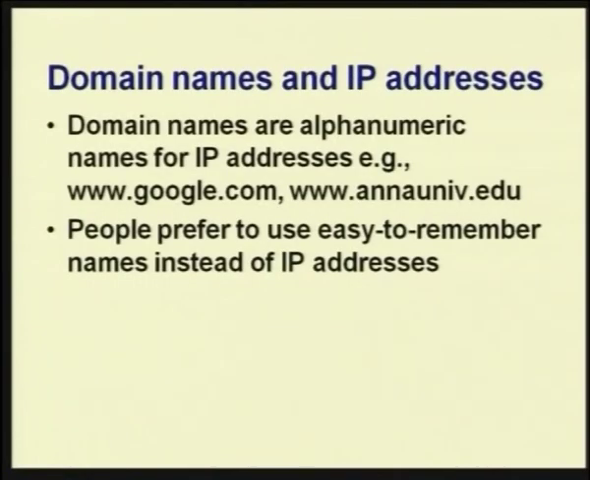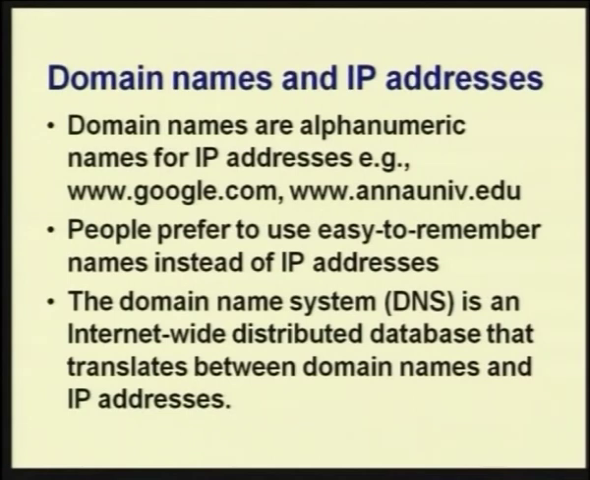So now typically, if I want to specify a particular node, I will have to specify its IP address. But for us it is difficult to remember IP addresses. So we use names which have alphabetical characters, which are easier for us to remember, and then we have a system which translates from this alphabetical name to the IP address. So it is easier for us to remember domain names rather than IP addresses, which is the reason why we use these domain names. And the system which helps us to do this conversion between domain names and IP addresses is the domain name system. So we say that the domain name system is the system that translates between domain names and IP addresses.